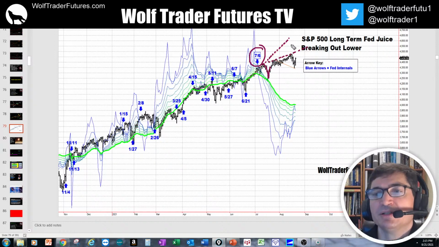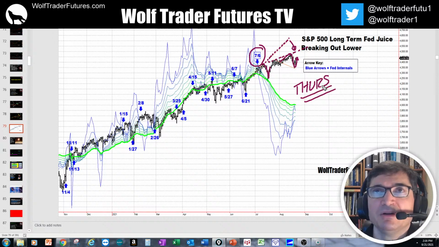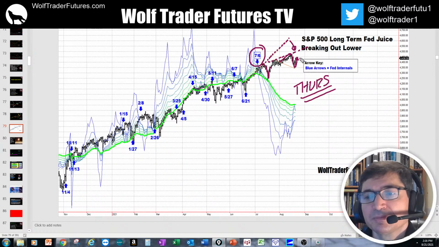You see how this deflects down like this, and then finally it just broke the other day. Friday it did hook up. I did talk about Thursday there was going to be a short-term low coming in, or the possibility of it, and it looked like it wasn't going to happen, and then it happened. But there's still plenty of danger out here, guys.